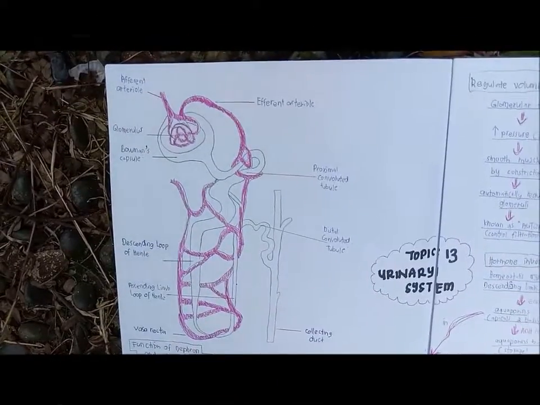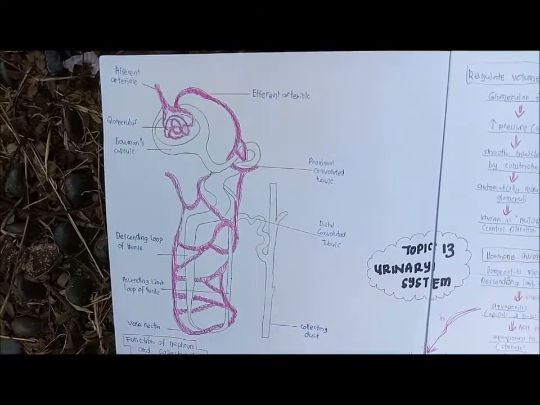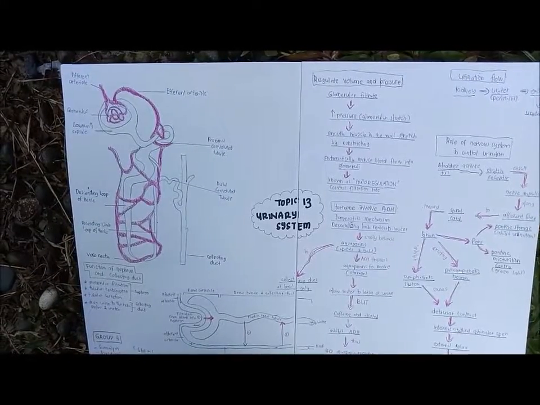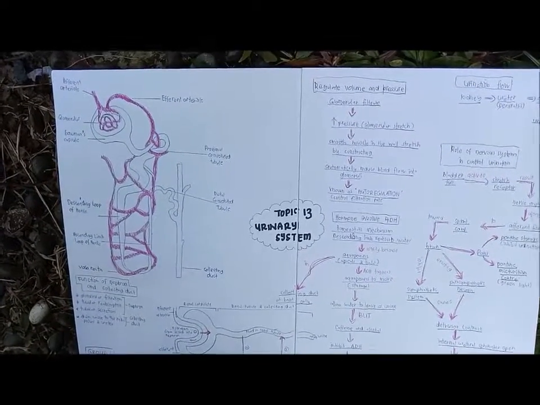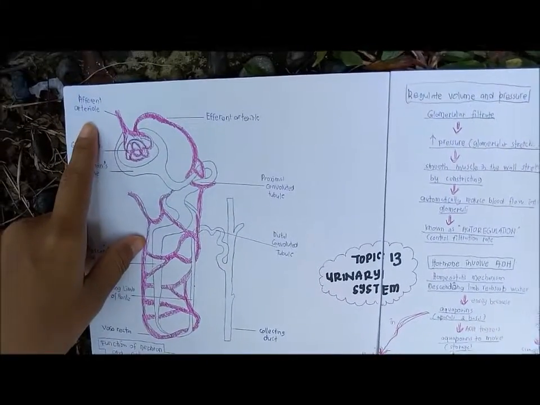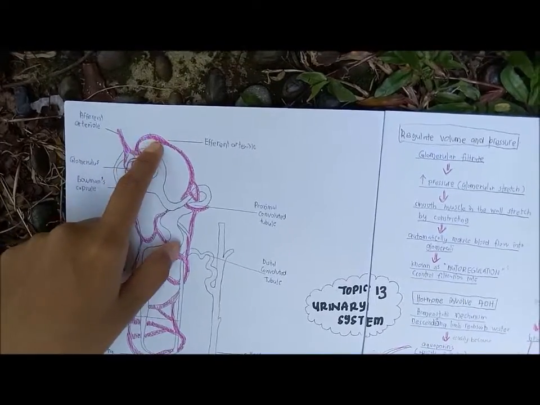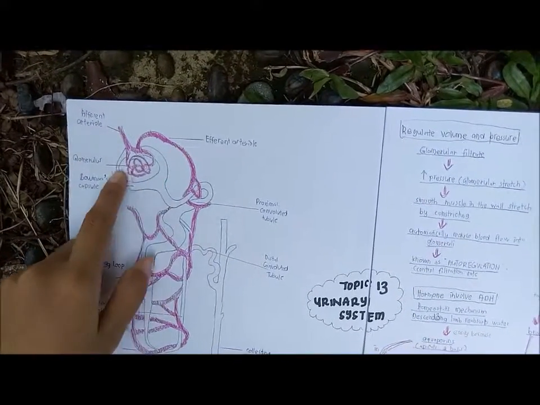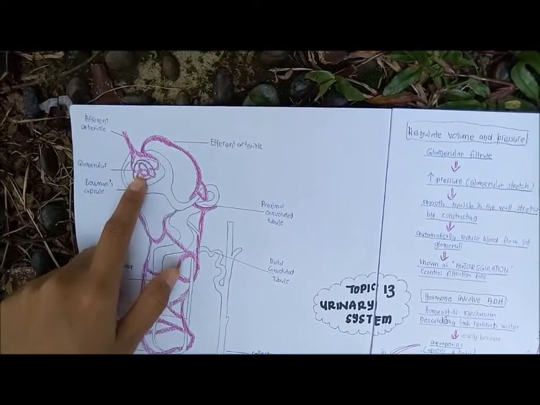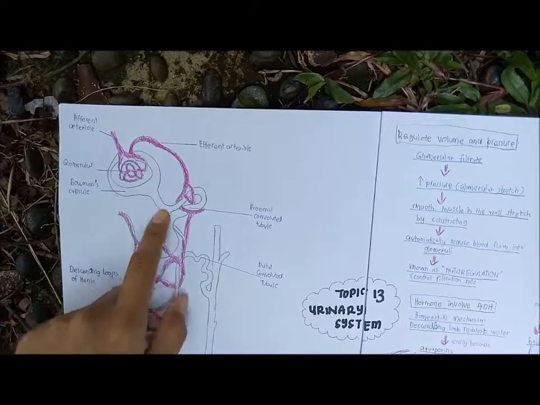The nephron is the basic structural and functional unit of the kidney. The kidney has micro units of the nephron. Firstly, for the structure of the nephron, this is the afferent arteriole, the red one, and beside it is the efferent arteriole. This is the glomerulus and the Bowman capsule around the glomerulus.